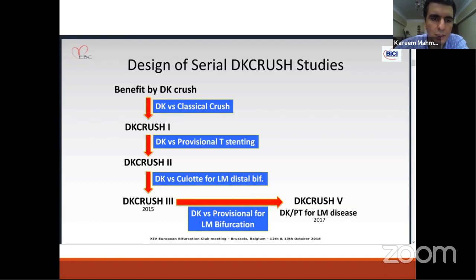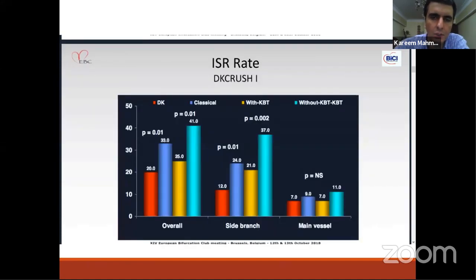So the DK Crush studies passed through a relatively long journey, starting with the original trial, DK Crush 1, DK Crush 2 and DK Crush 3, reaching DK Crush 5 in 2017. Looking into the first trial, DK Crush 1 compared DK Crush with classical crush. DK Crush did favorably regarding the reduction of in-stent restenosis.